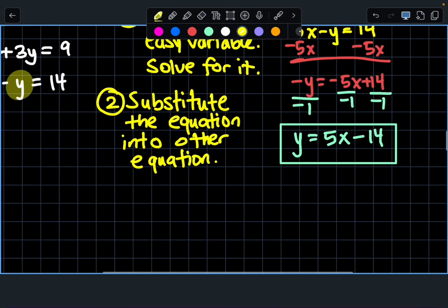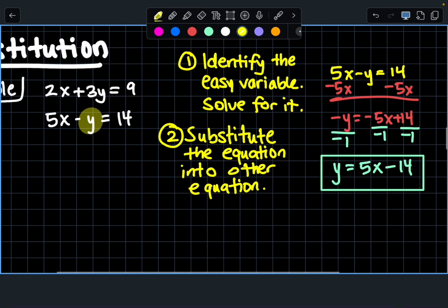So what do I mean when I say substitute the equation into the other equation? We know that y is equal to 5x minus 14. So we're going to take this equation, 5x minus 14, and substitute it back into the first one. It means anytime you see a y in the first equation, we're going to replace it with 5x minus 14.